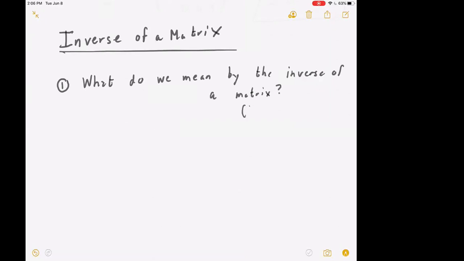So again, if you're catching up, I advise you to go back to lecture 1 and master those concepts and applications, and then lecture 2, and then eventually lecture 3. Second question we want to ask, we asked this question last time, how do we find the inverse of a matrix?